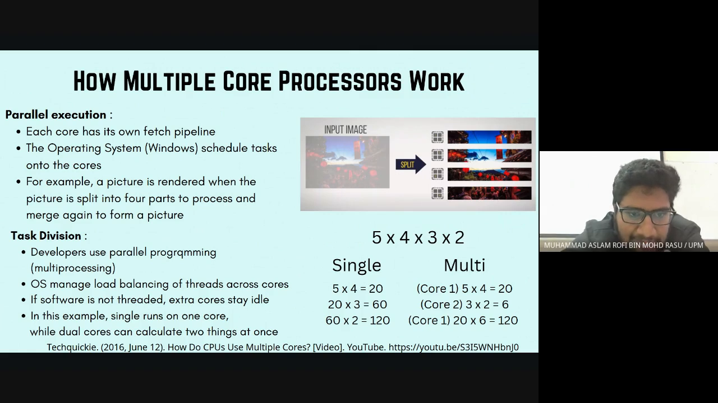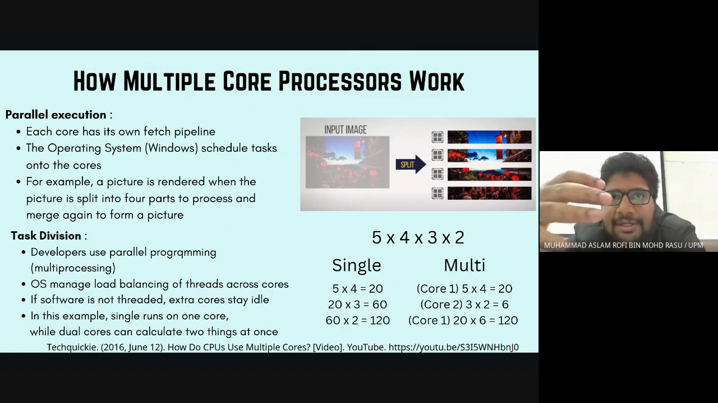You see how developers use parallel programming, which is basically multi-processing. The OS is responsible for managing how the processor works between all cores, so they can adapt to multiple cores depending on the specs of the computer. The next.